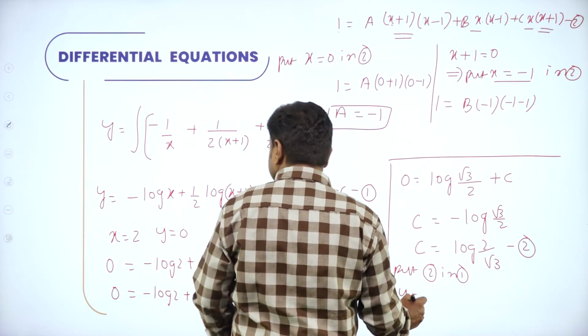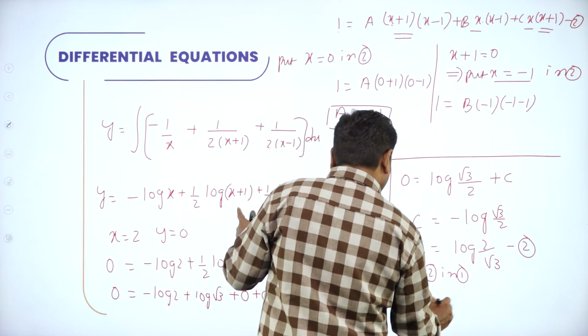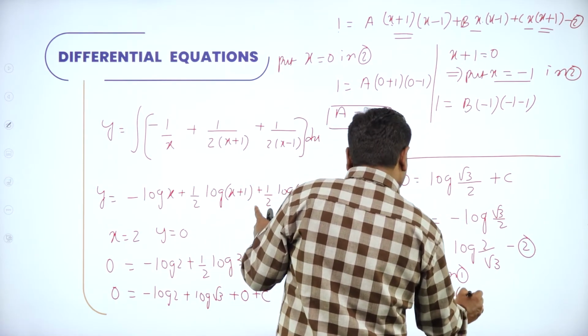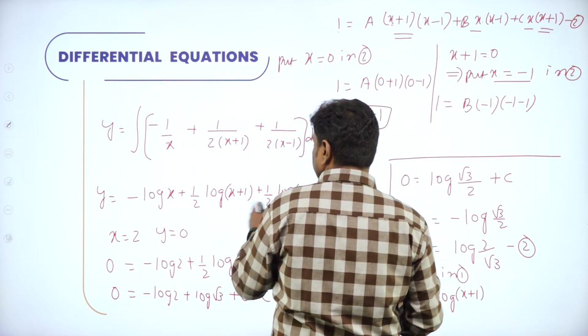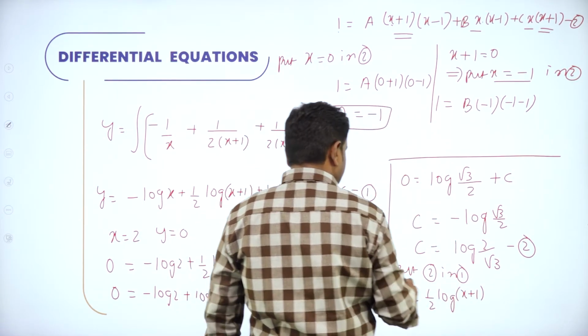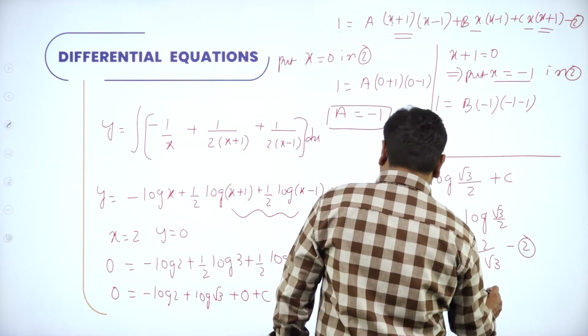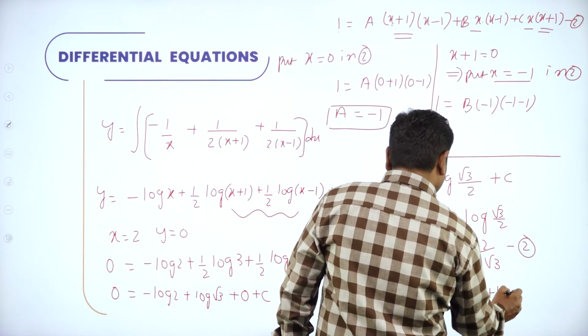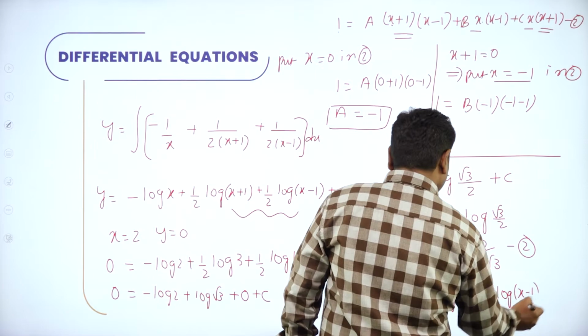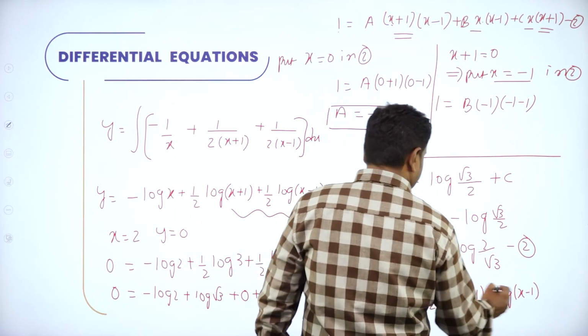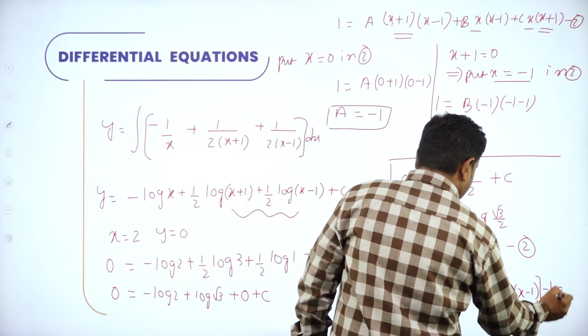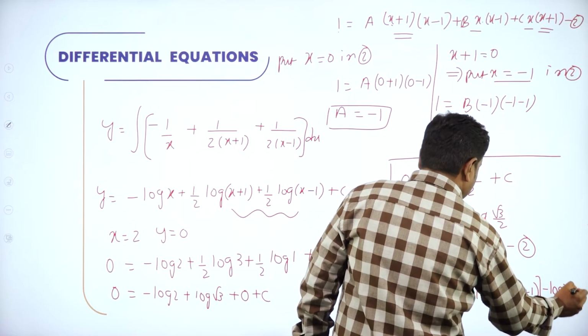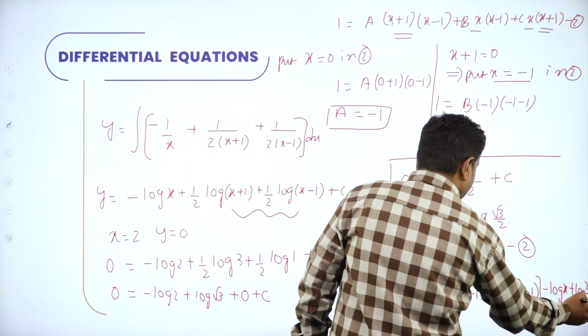Y is equal to, first write positive terms, half log x plus 1, half you can take common in these two, plus log x minus 1, then minus log x plus log root 2 by root 3.